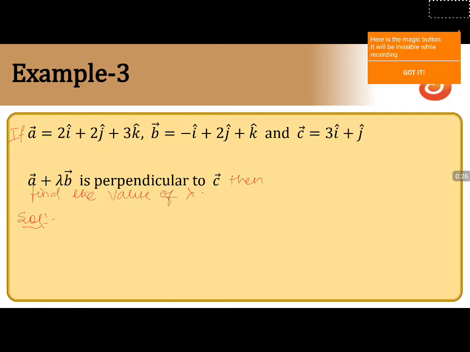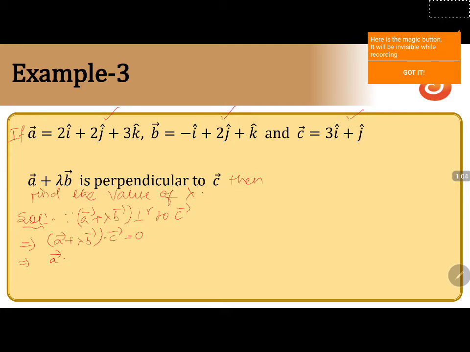Alright. Now, we already know that vector A is equal to 2i + 2j + 3k, while vector B is equal to -i + 2j + k, and vector C is equal to 3i + j. Since vector A + λB is perpendicular to C, their dot product becomes 0. Therefore, (A + λB) · C = 0. Whenever two vectors are perpendicular, their dot product becomes 0.